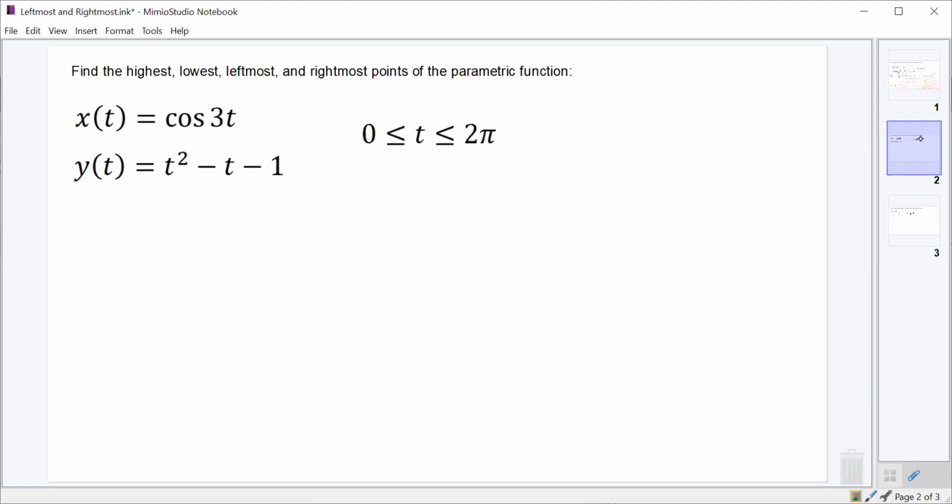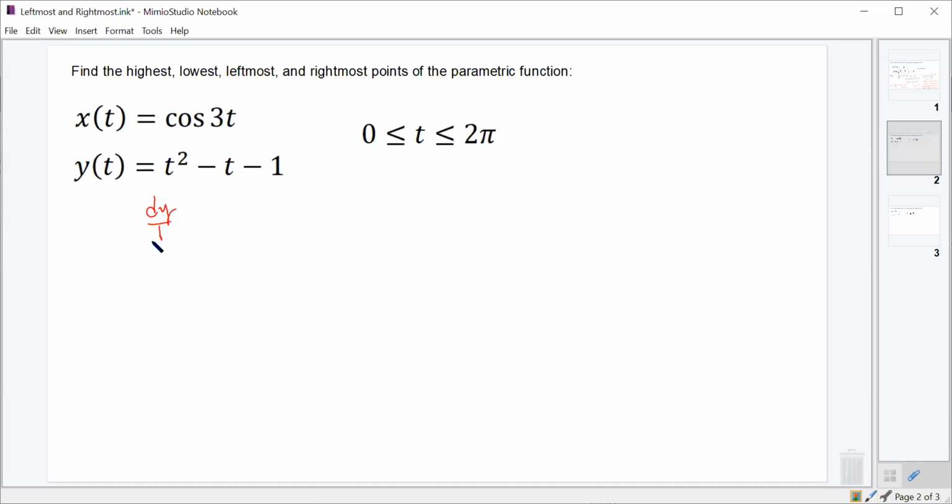We have x of t is cosine 3t and y of t is t squared minus t minus 1. Still looking for our highest, lowest, left, and rightmost points. But this time we are given a restriction that t is between 0 and 2 pi. So now we're probably going to have some absolute points here as well. So first off, we need to find dy dt, we need to find dx dt.